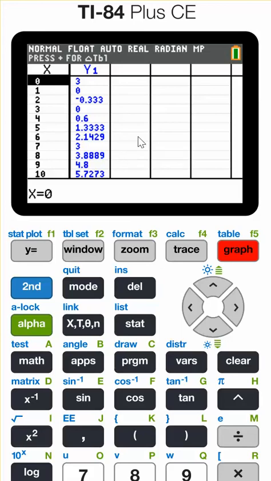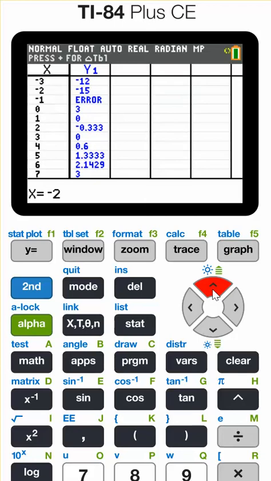The points that I needed in my graph were when x was 2, so we get negative 1/3. When x was negative 2, so I need to arrow up here, we got negative 15. When x is negative 3, you get negative 12. And when x is negative 4, you get about negative 11.7.